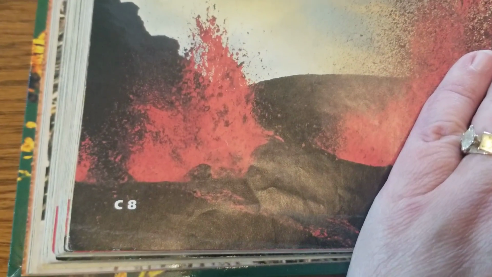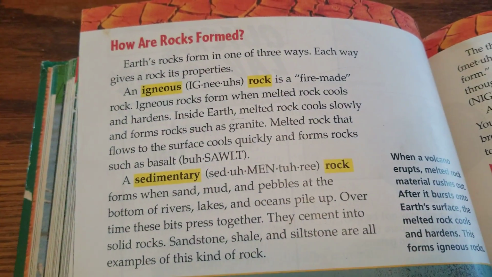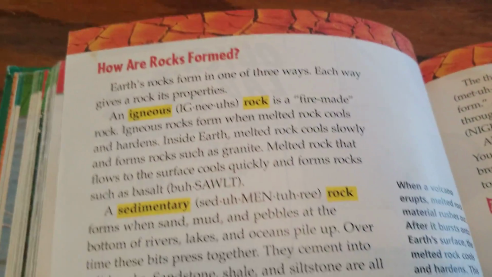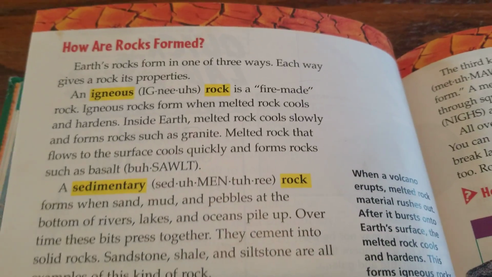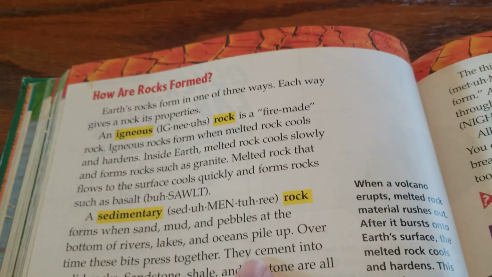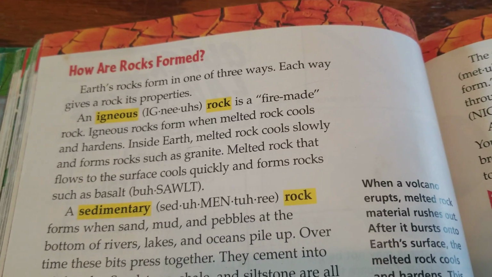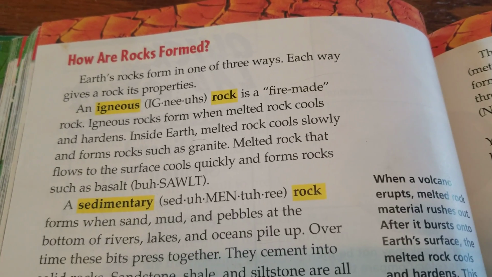I have our science book opened up again, and I am going to continue the lesson today that I started yesterday. I am on page C8, How Are Rocks Formed? And I'm going to get through the next 4 pages or so of this material because it's good reading. It introduces some of the big terms that are important as we understand the types of rocks and how they can be classified. So I'm going to get right into this.